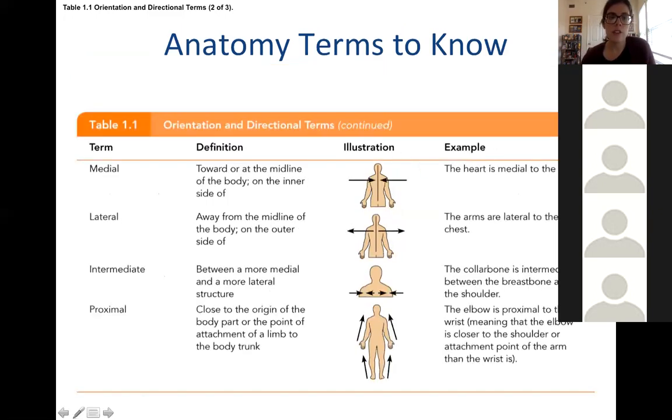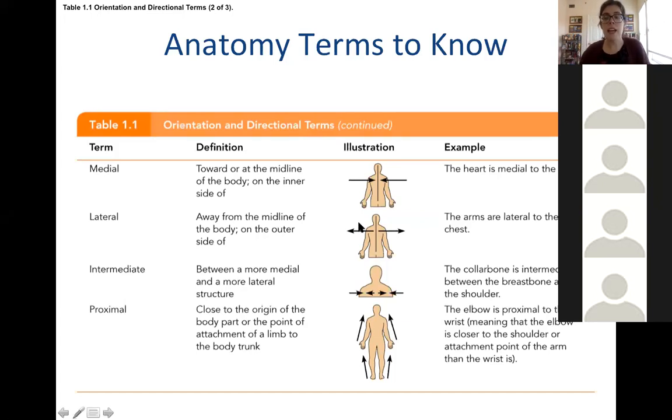Okay, let's talk a few more words. Medial is to the middle and lateral is to the edge. The classic example of this is going to be on our hands. Why? Because our hands are in anatomical position. Our thumbs are going to face out. So your thumbs are always going to be on the lateral side and your pinkies are always going to be on the medial side. So we have lateral and medial.